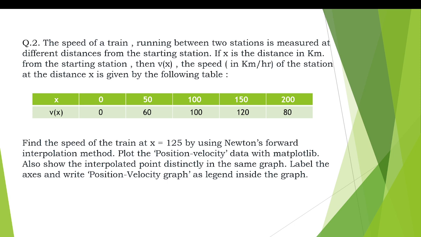And the question says to find the speed of the train at x equal to 125 by using Newton's forward interpolation method, and plot the position velocity data with matplotlib. Also show the interpolated point distinctly in the same graph, label the axes, and write position velocity graph as the legend inside the graph. The two questions are almost the same. I hope that you will solve these questions yourself after I show you the Python code.